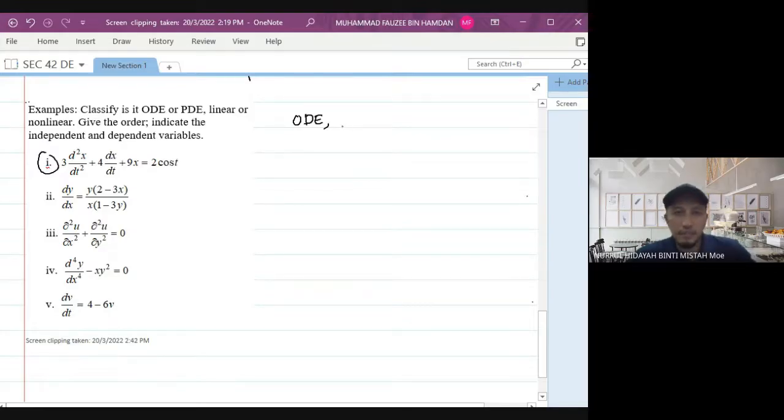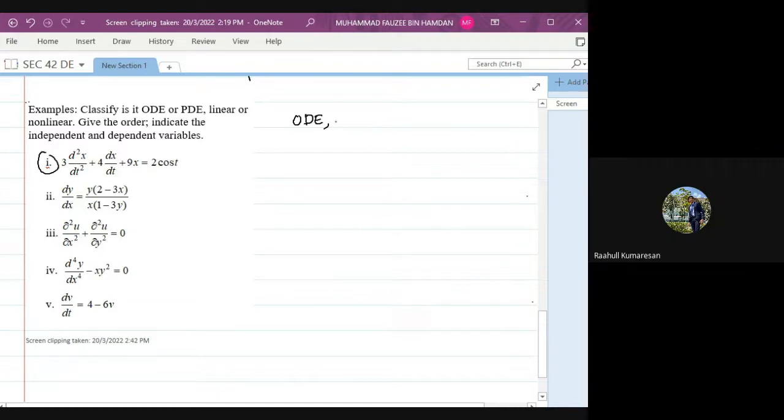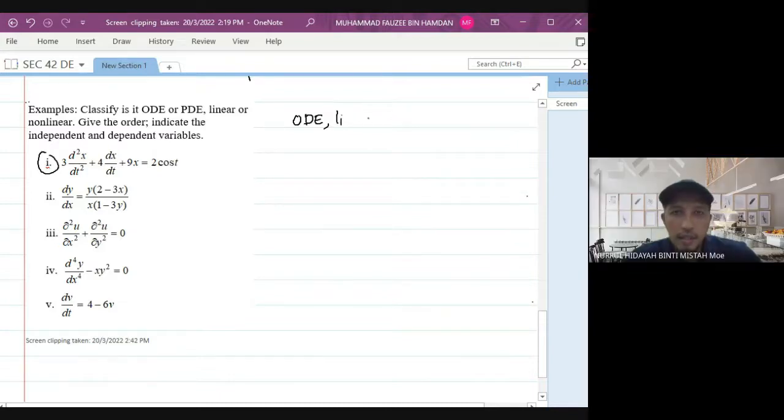Linear. Okay, very good. The order? Second order. Very good. Now, what is the independent variable?